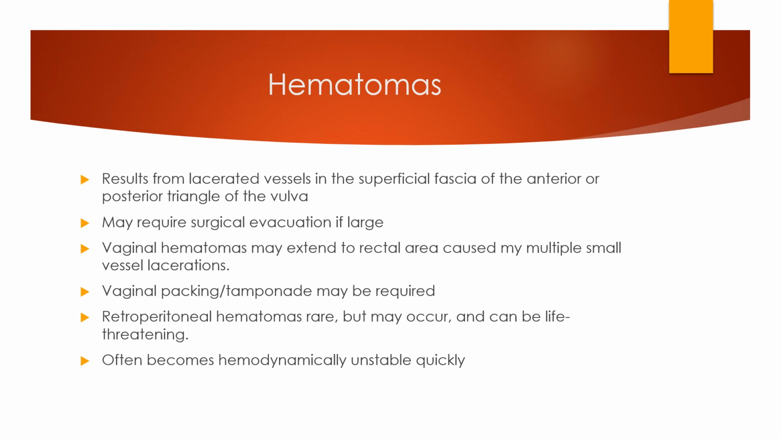We talked about packing. Retroperitoneal hematomas are rare but may occur and can be life-threatening. And this is essentially where they just tear back into their peritoneal cavity and then they just fill up with blood and they're bleeding internally. And then they become hemodynamically unstable quickly. Because if you can imagine somebody bleeding from the femoral artery, this is how these patients tend to exsanguinate. Okay, it's really not any different. It's really scary. We have to recognize it so we can treat it right away.